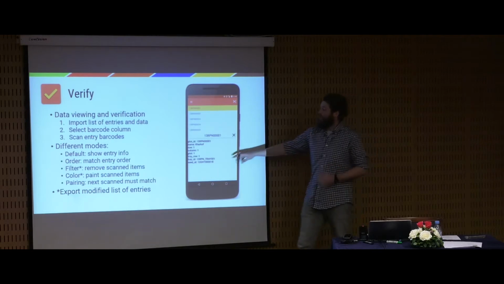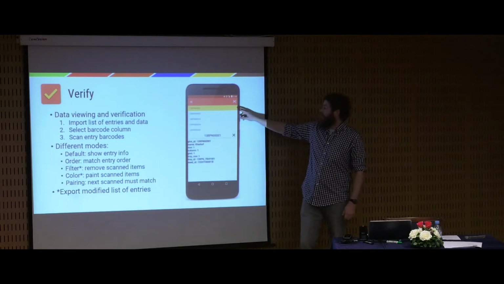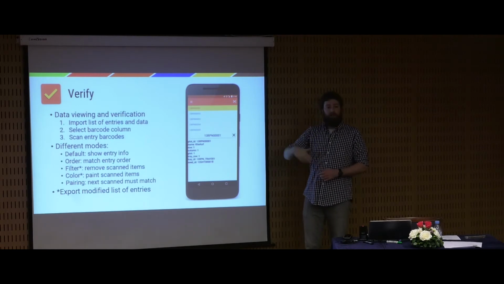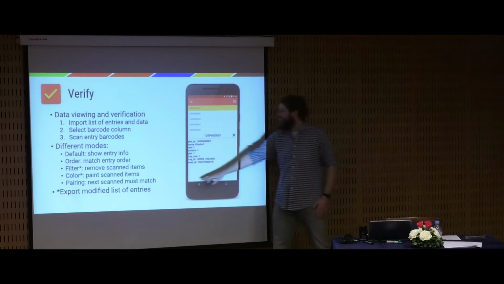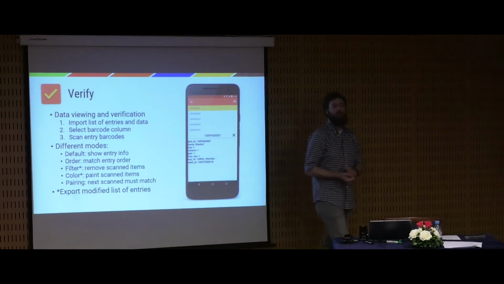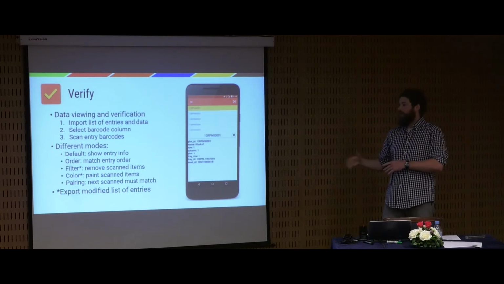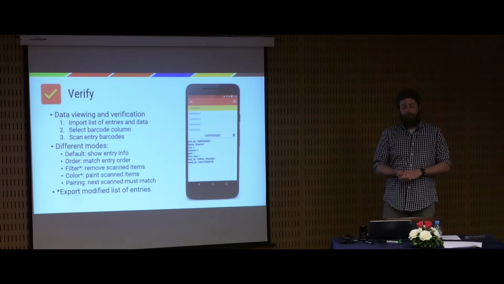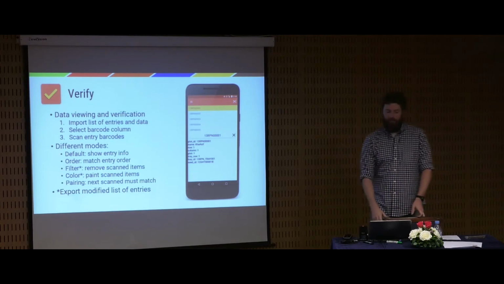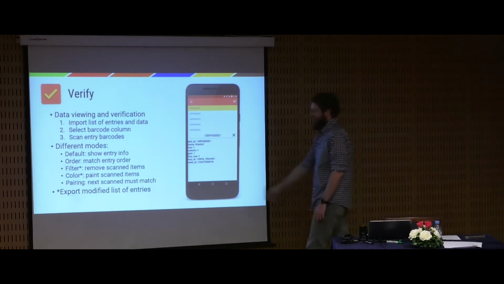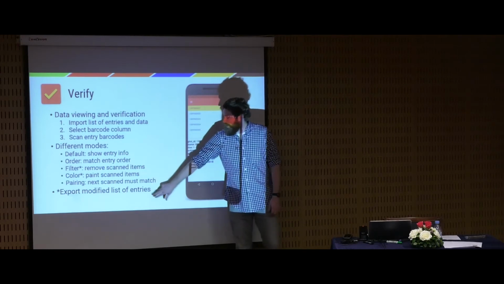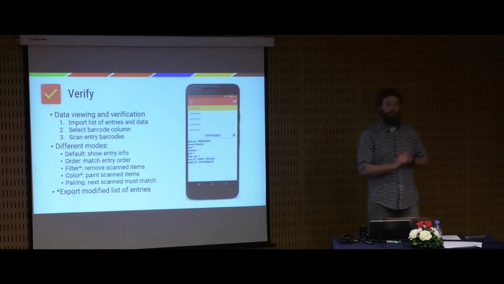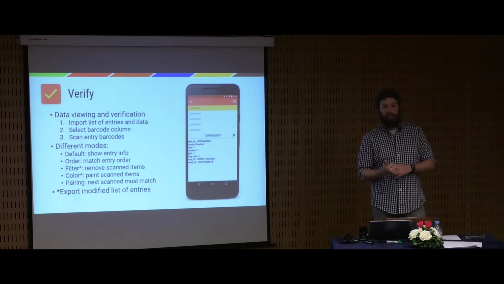We can do the same thing with just painting the scanned items to where anything that's scanned is highlighted, and we can slide or scroll up and down to see what has or has not been scanned. And then finally, there's also a pairing mode where you can assign a pair column to connect 2 individuals together. So if you are, for instance, splitting up a bulk sample into, well, that's on the next slide. So yeah, I'll talk about that on the next slide. So for these 2 modes, we can also export that modified list of entries so that we know either which samples are remaining or which ones have been successfully scanned.